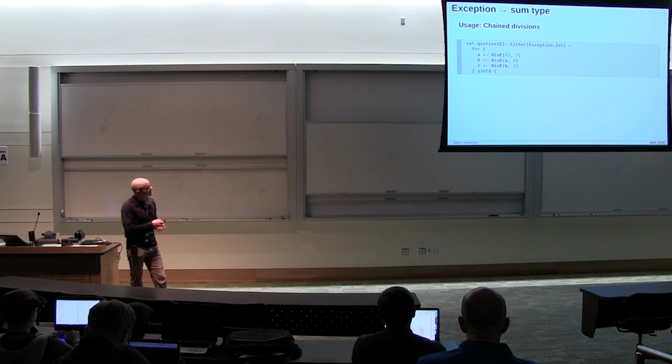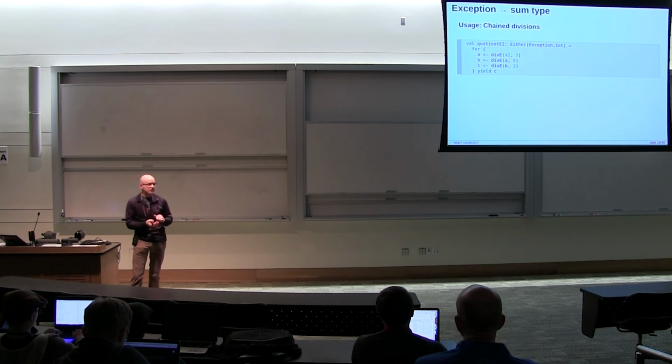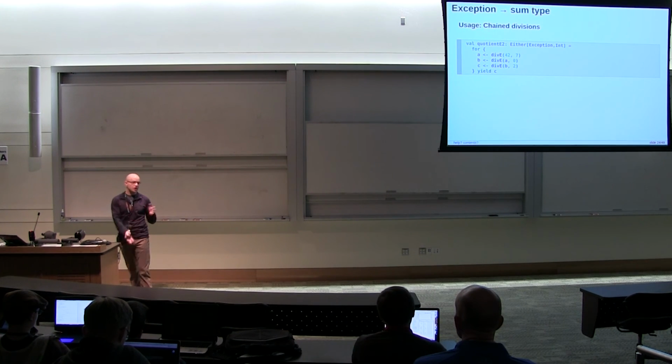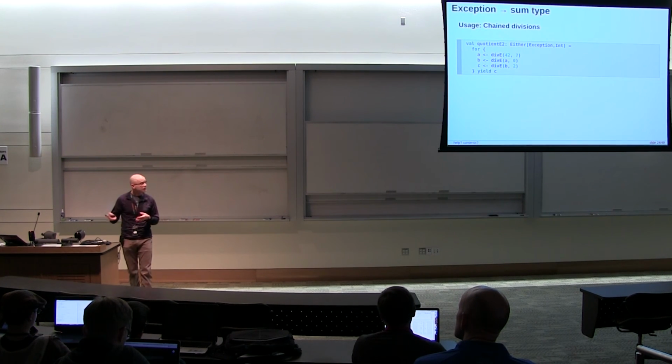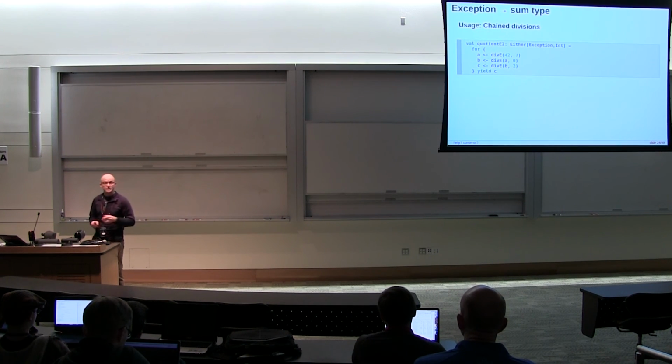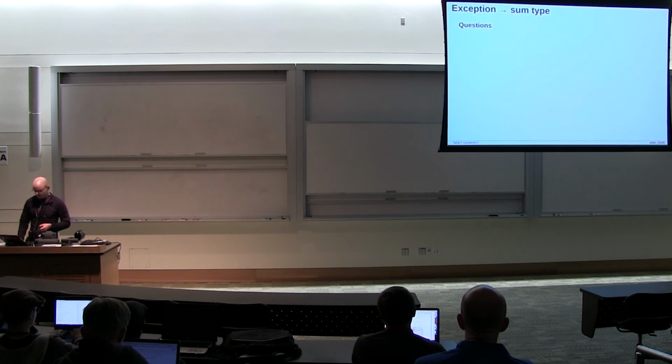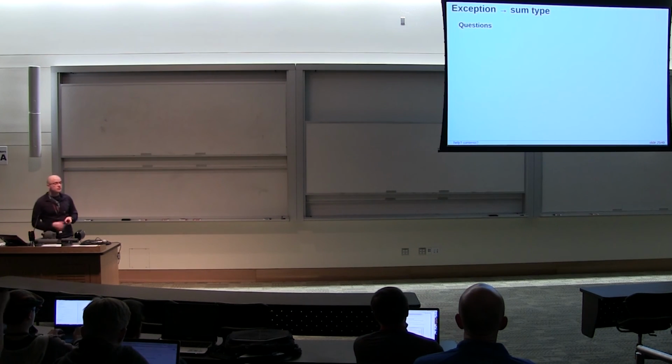This is nice because we can write our code such that it's doing a whole bunch of sequential operations, each of which could cause the rest to fail. And if any of them fail, we end up with that failure at the end of this thing, rather than a thrown exception that we have to catch. Any questions on exception to some type?